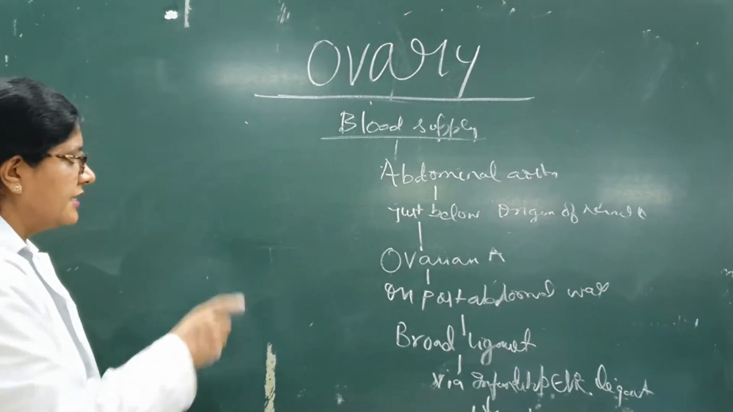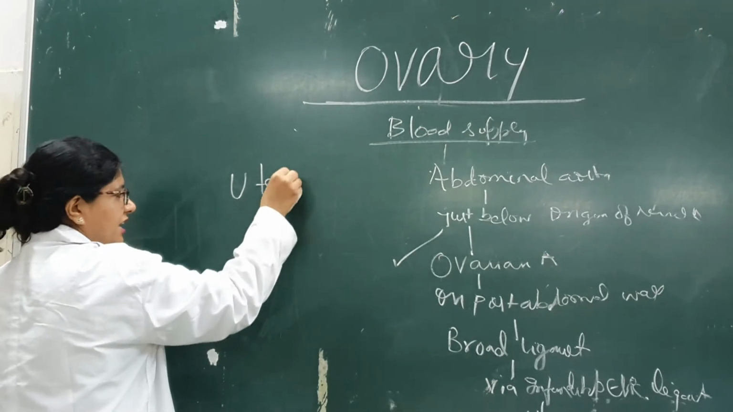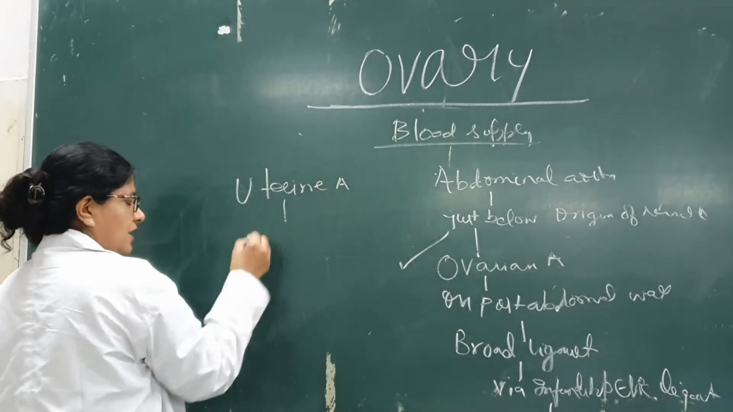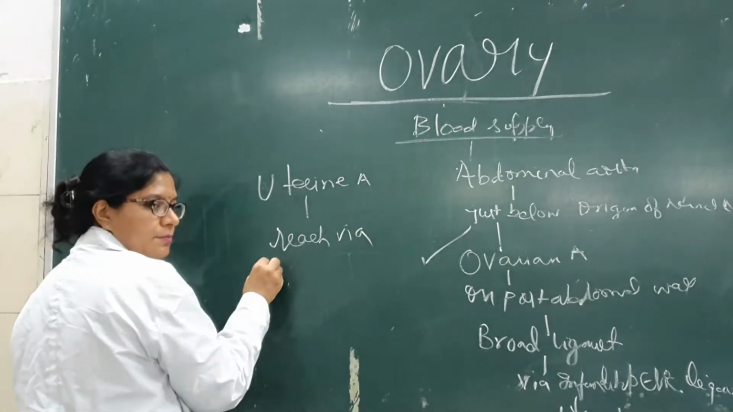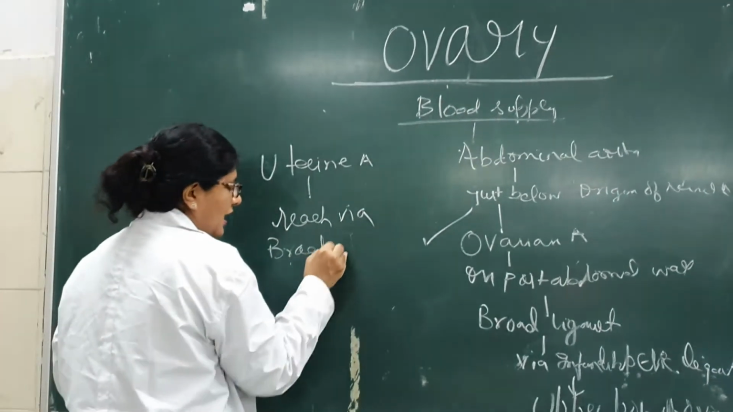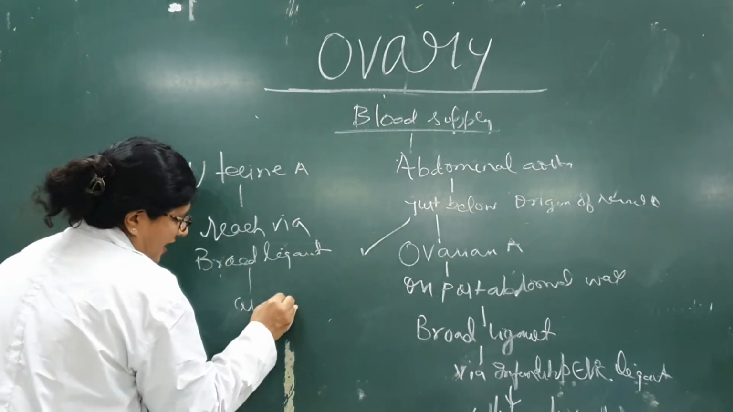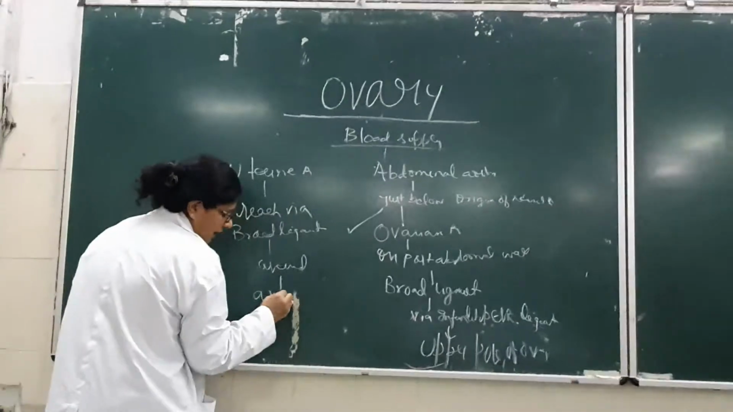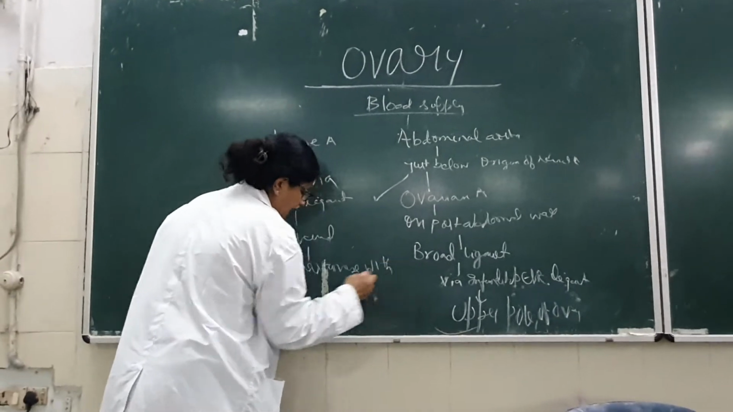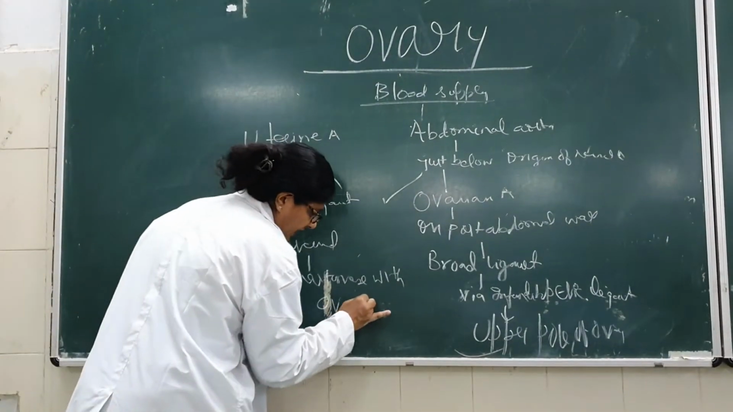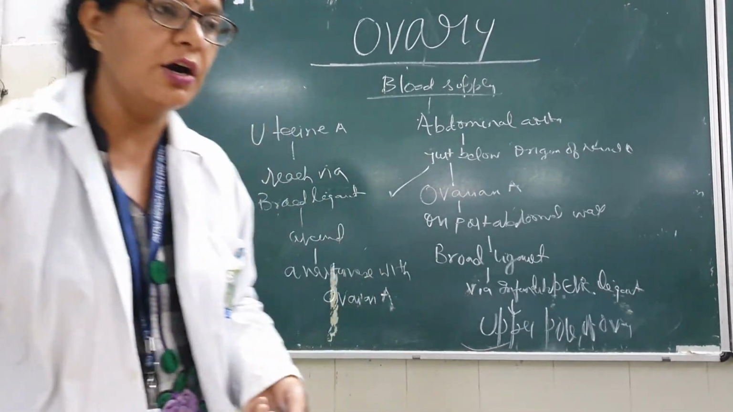And this is the main supply. Also from the uterine artery, which will reach via what? The broad ligament. Between the two layers of the broad ligament, it will ascend and then anastomose. After ascending, what will it do? Both will join. Anastomose with the ovarian artery to supply the ovary. So this is the blood supply of the ovary.